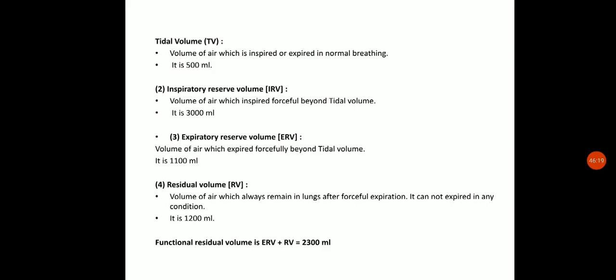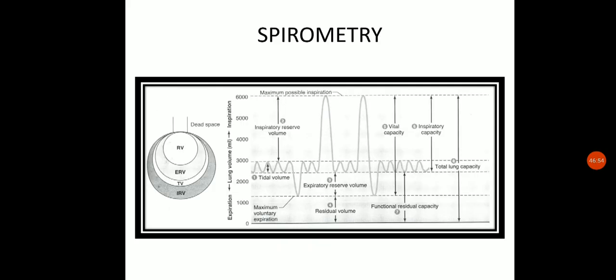Next is the residual volume, or you can say RV. This is the volume of air which always remains in the lungs after forceful expiration. Even after you expel all the air out of your lungs, there will still be some amount of air always present in your lungs. This is called residual volume. It's the volume of air which always remains in the lungs even after forceful expiration. It cannot be expired in any condition. It will be around 1200 ml.